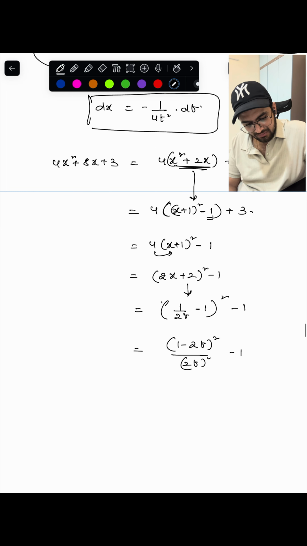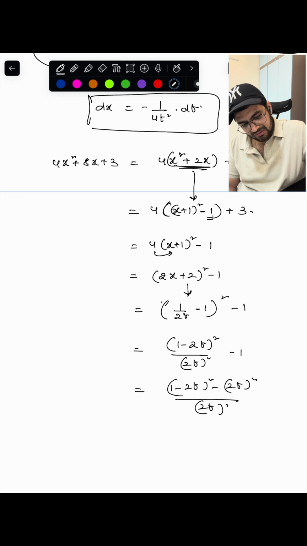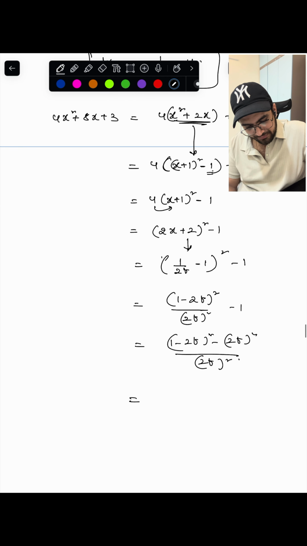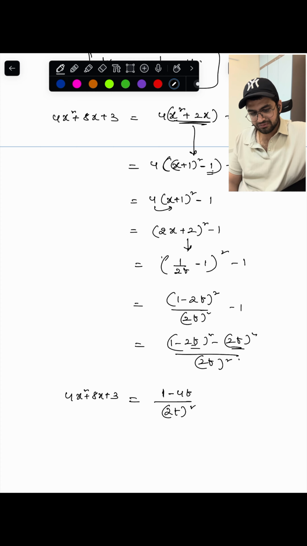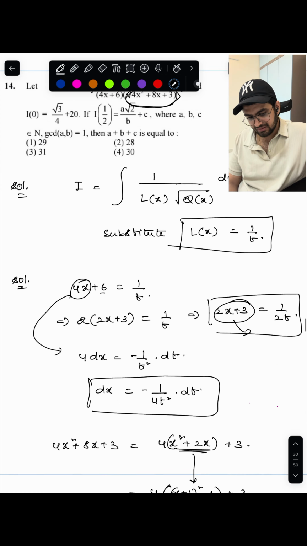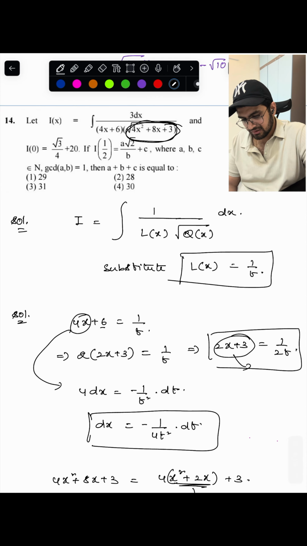So I take the LCM, 1 minus 2t whole square minus 2t whole square by 2t whole square. So what we got, 4t square cancels out. 1 minus 4t will be left out by 2t whole square. Okay? So this is 4x square plus 8x plus 3. So substitute everything in the integration, right? Now this part of integration we need to solve.